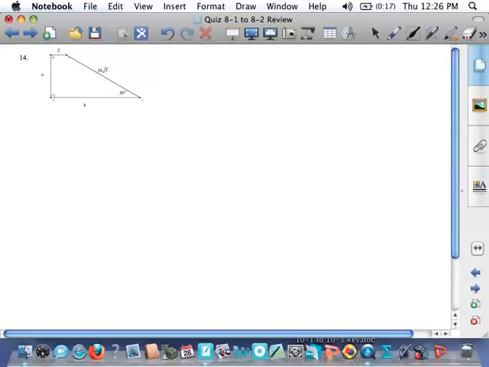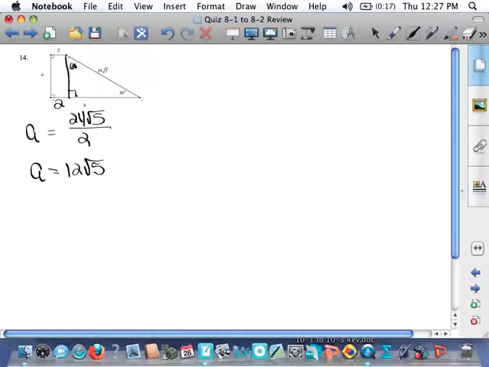Number 14 is a little more challenging. You have to draw an auxiliary line, which will be perpendicular to the base. So when you look at this, you have a 30, 60, 90 triangle. Therefore, A is the short leg. So A is equal to the hypotenuse, 24 square root of 5 over 2. So A is equal to 12 square root of 5.